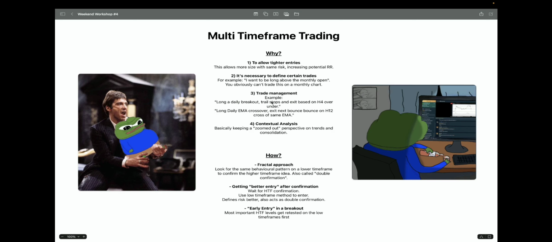So, first of all, you wait for a high time frame confirmation, and then you use a low time frame method to enter. This allows you to define your risk better and acts as a double confirmation. So what does this mean?